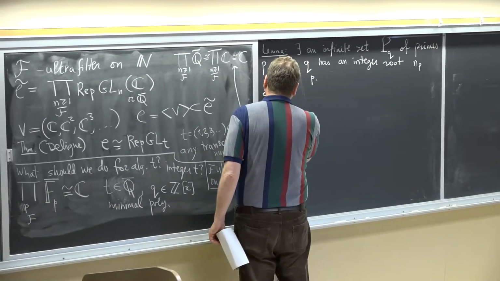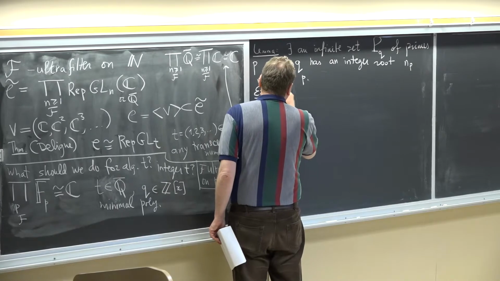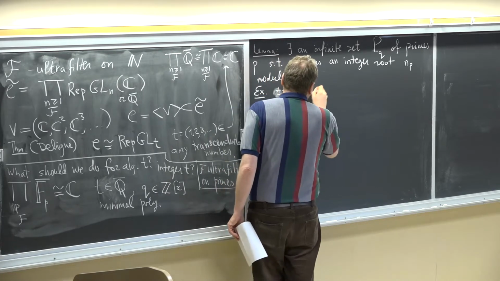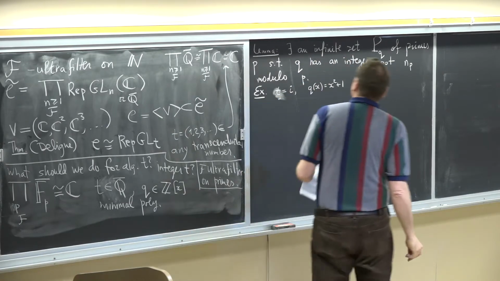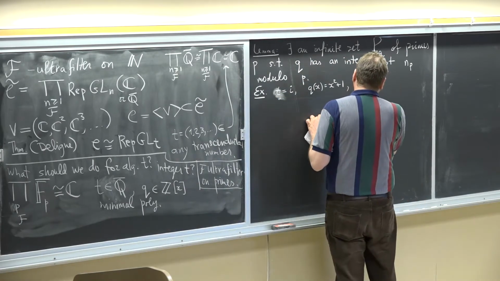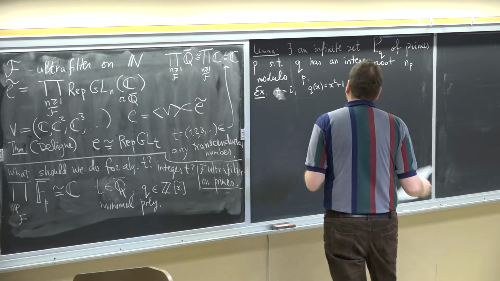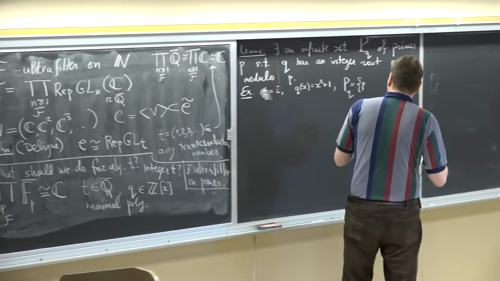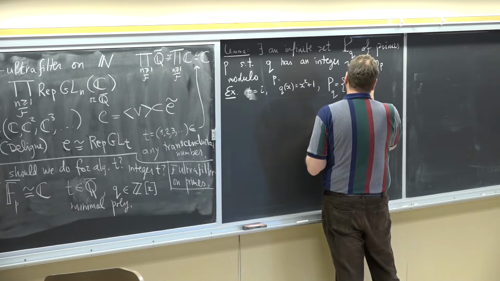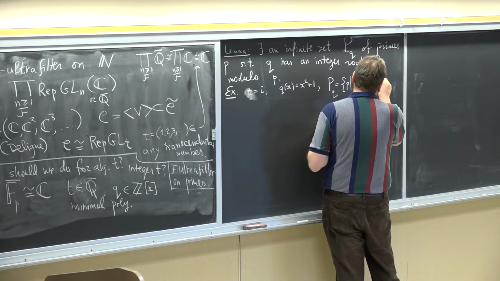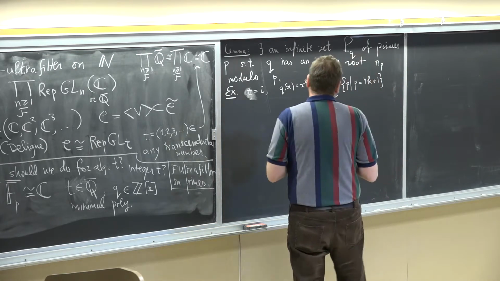So the basic example, of course, is that let's say t equals i, then q of x is x squared plus 1. And it is known that the set P_q is the set of primes such that the equation x squared equals minus 1 has a solution mod p. So by Gauss reciprocity, this is the set of all p such that p equals 4k plus 1, and 2 also.